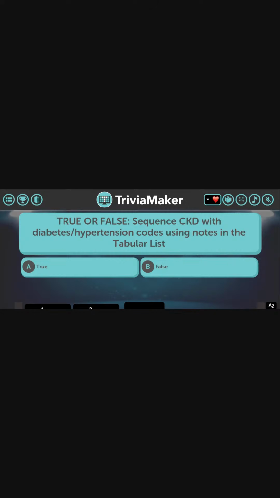All right. So, yes, this one is going to be true. This guideline is a lot longer, so I kind of just shortened it. But yes, when it comes to chronic kidney disease in patients who also have conditions like diabetes mellitus or hypertension, you should definitely follow the guidance provided in the tabular list to ensure proper sequencing based on all your coding conventions and all of that good stuff.